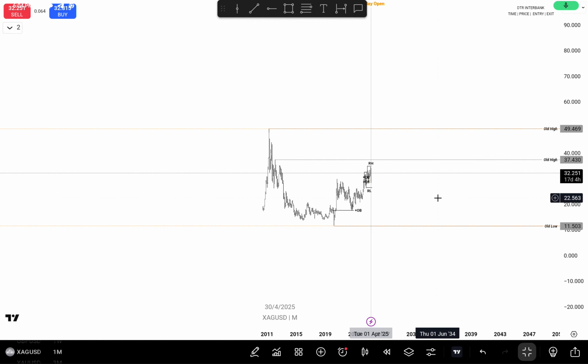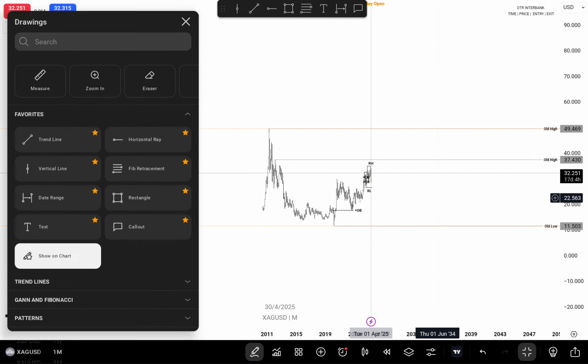Today I just wanted to do a quick review on, sorry, not gas, silver, XAGUSD. I hope you guys can hear me. So without further ado, I will just start. As you can see, there are some annotations on my chart. This is the monthly chart. I'm just going to go ahead and remove everything.